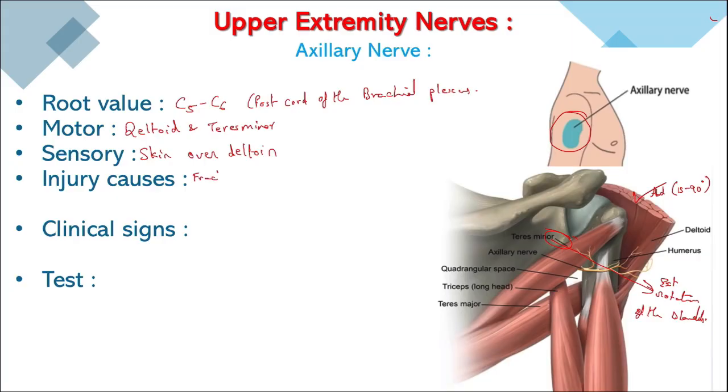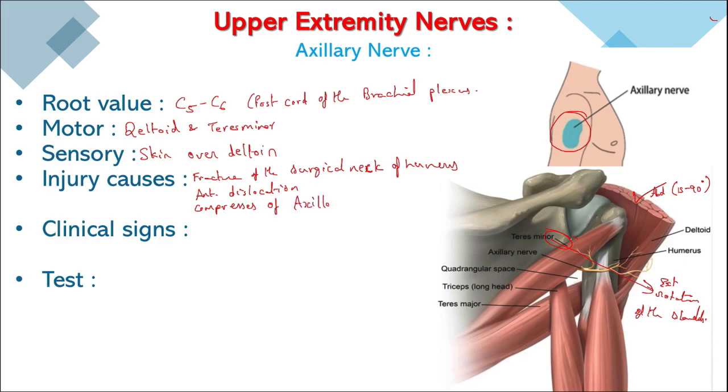Now injury: mostly if a patient gets a fracture of the surgical neck of the humerus, or an anterior or posterior dislocation, or because of compression of the axilla.